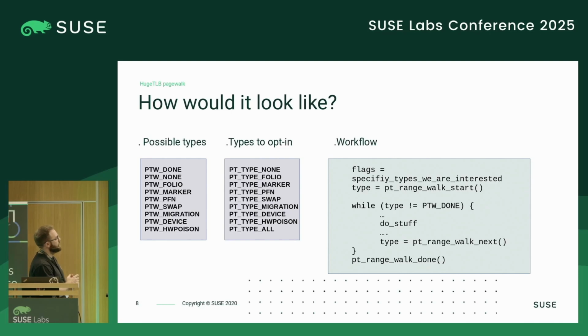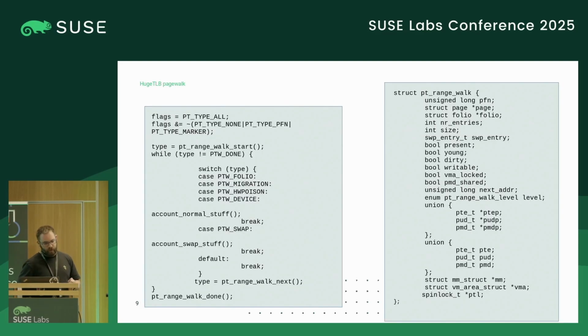And more or less, very summarized, the workflow will be on the right. You specify the flags you want. You call PT range walk start, and then you keep going until you reach the end. And then you call PT range walk done, which will unlock all the possible locks that are still locked.